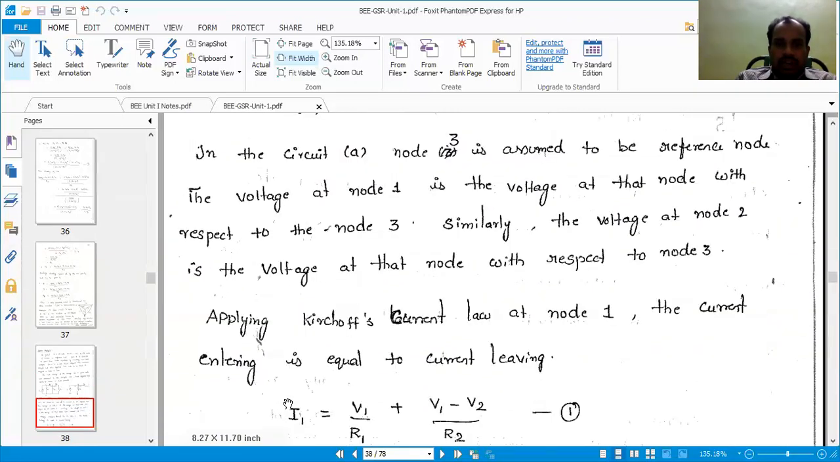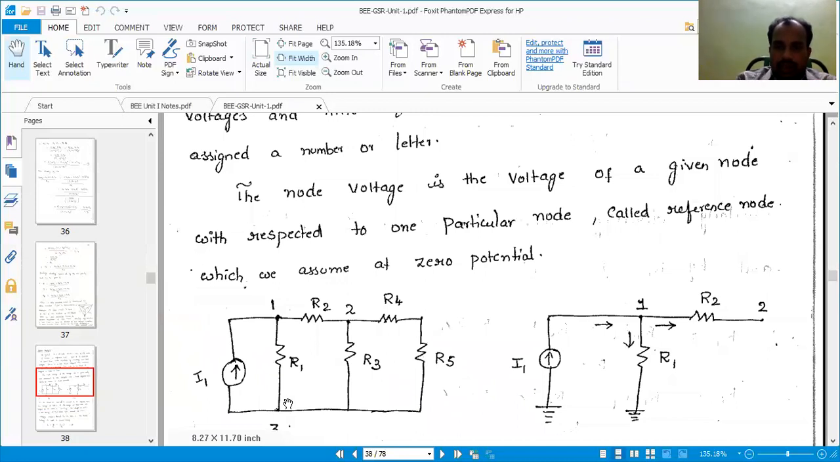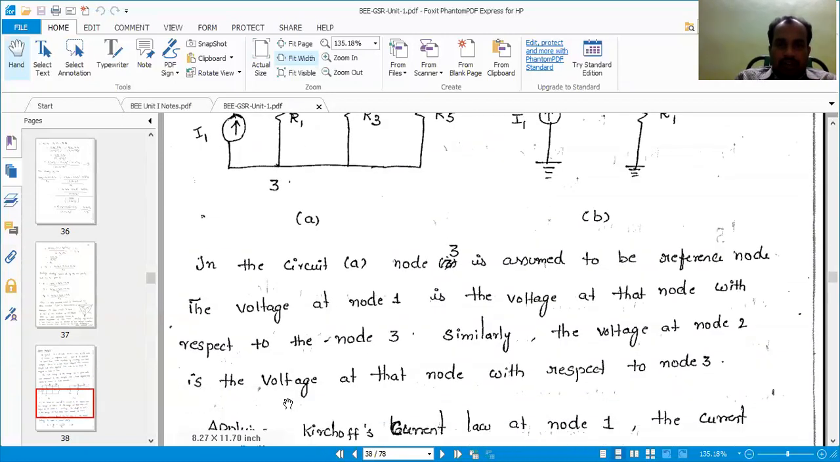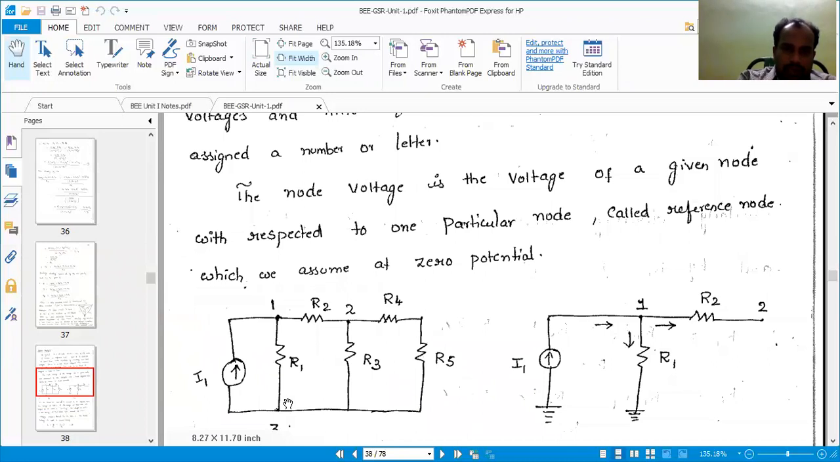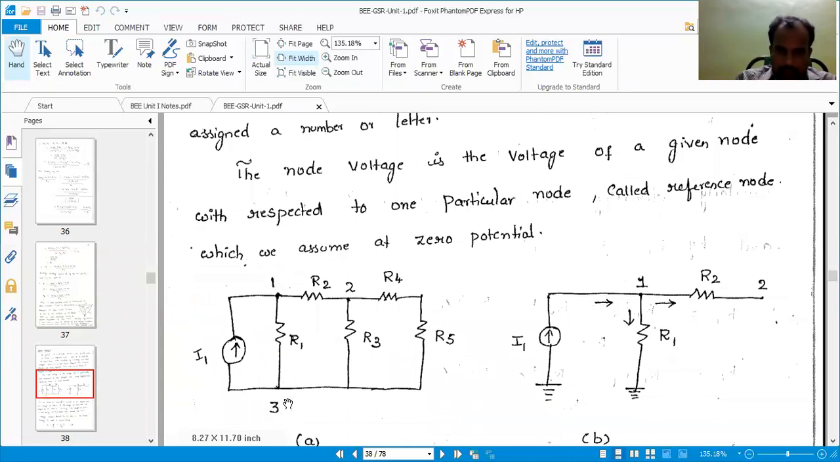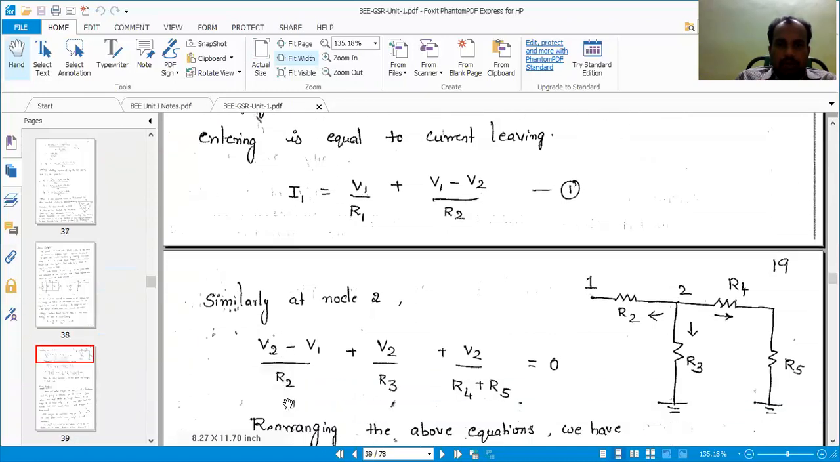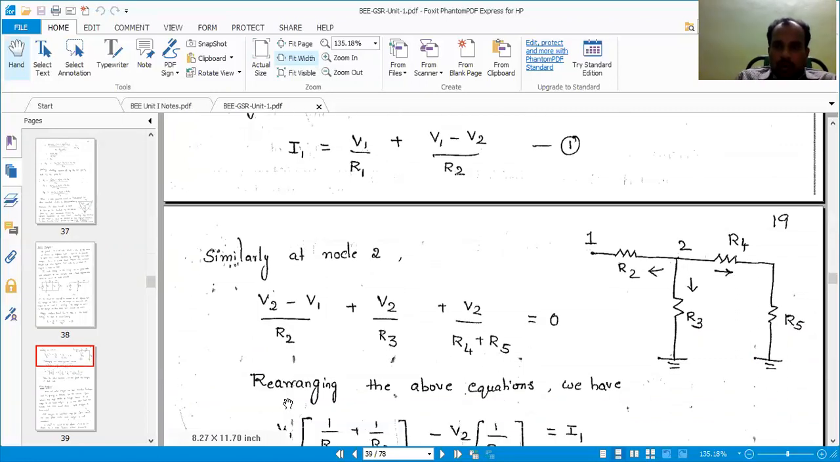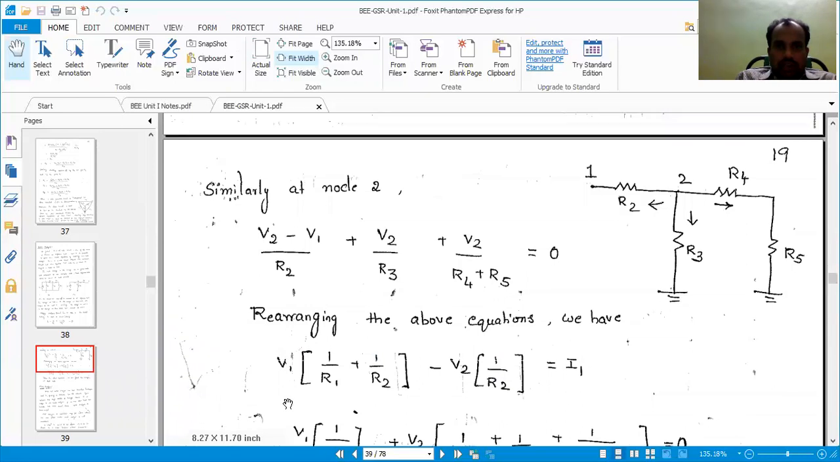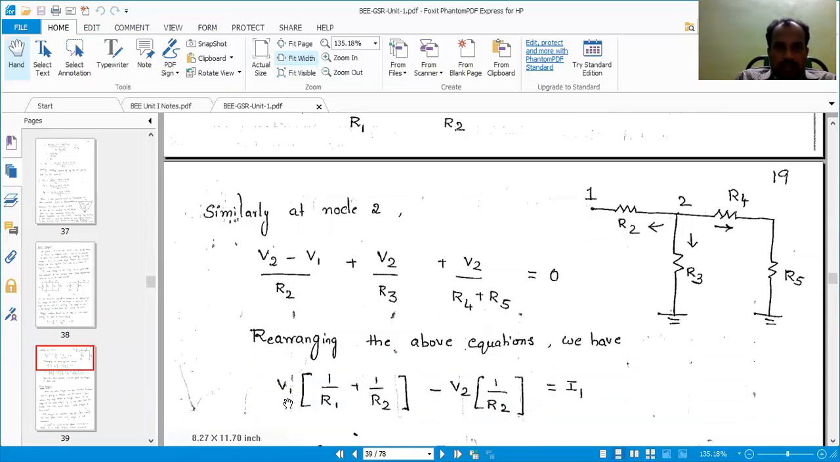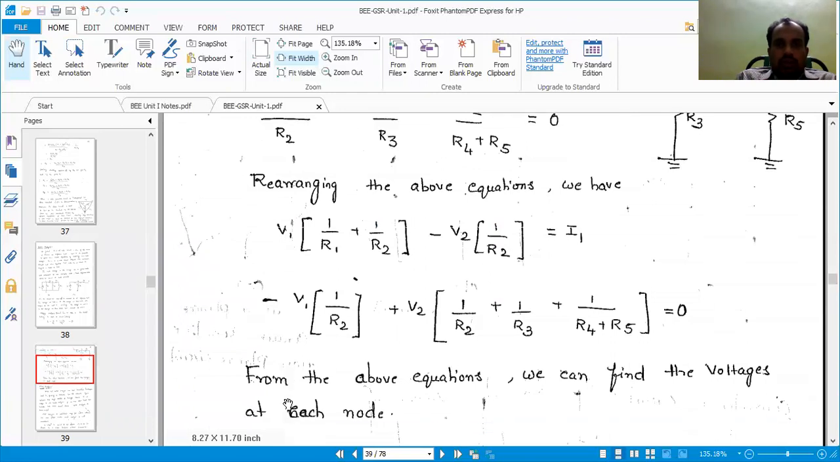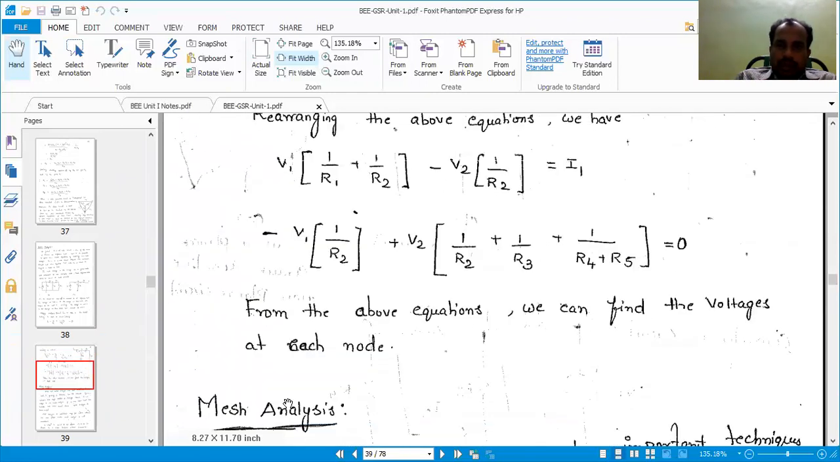The current entering is I1, equal to V by R1 plus V1 minus V2 by R2. Similarly at node 2, we apply V2 minus V1 by R2, plus V2 by R3, plus V2 by R4 plus R5. Now rearranging the above equations, there are two equations to find the voltage at each node.